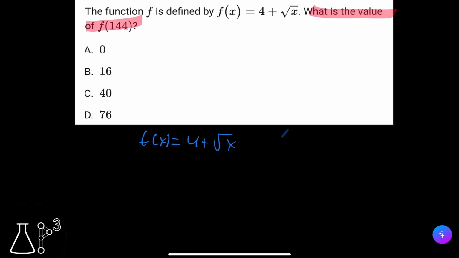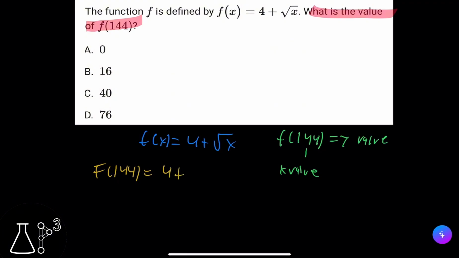So when f is 144, the good thing about f of 144 is that 144 is our x value, and f of 144 also equals the y value. So we can rewrite the equation as y equals, or in this case we'll write it as f of 144, to understand that we're plugging into the equation. So f of 144 equals 4 plus the square root. I just plug in 144 here for x.